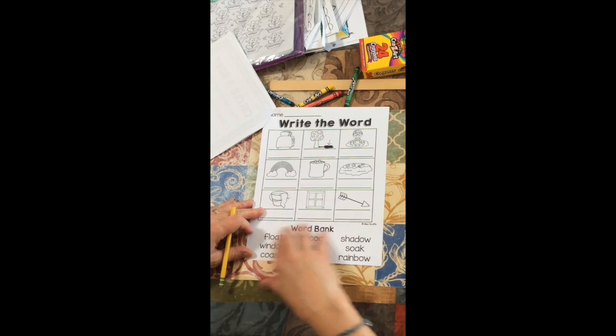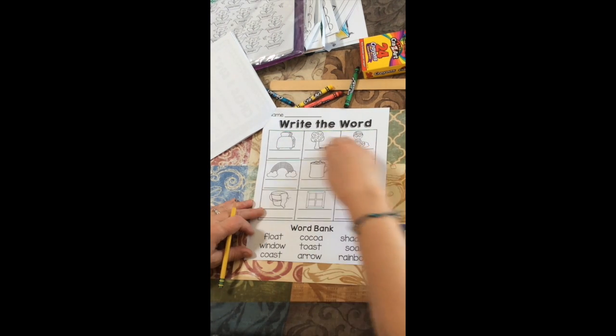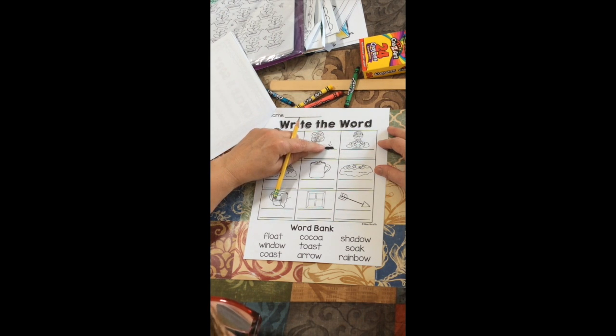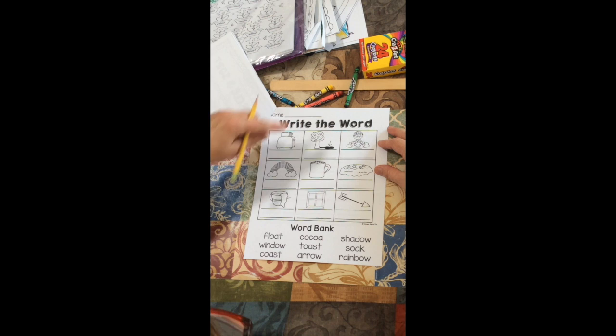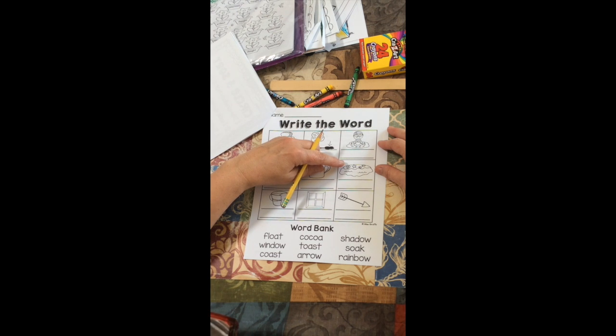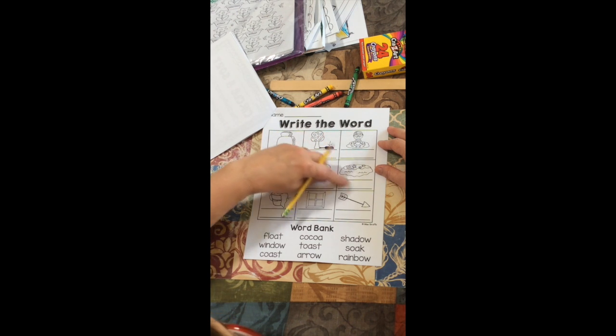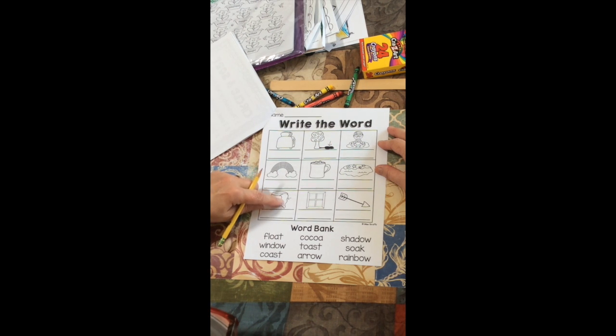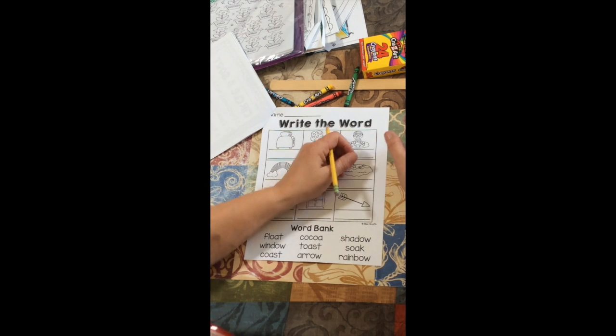Another word bank down here. We're going to match them with the picture. So we have toast, shadow, float, rainbow, cocoa. This one is coast, the water. The beach is called the coast. This is soak. The rag is in the bucket of water and it's soaking wet. Soak. Window and arrow.